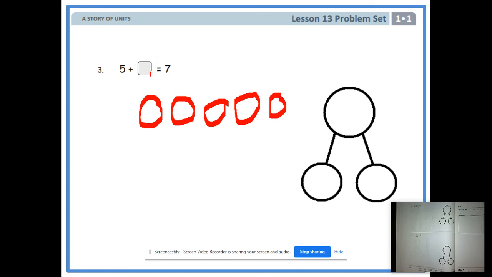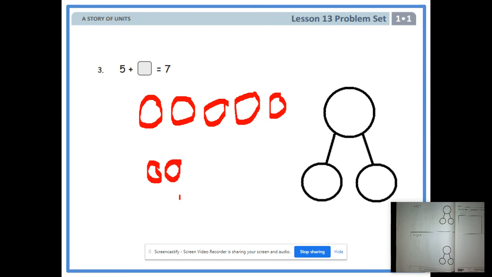Some more balls rolled in. Do we know how many balls? No, right? That's our mystery number. At the end, there was 7 balls at the park. So now, we know that our total is 7. So let's find our mystery number. Let's count on from 5 until we get to 7. Count with me. 5, 6, 7.